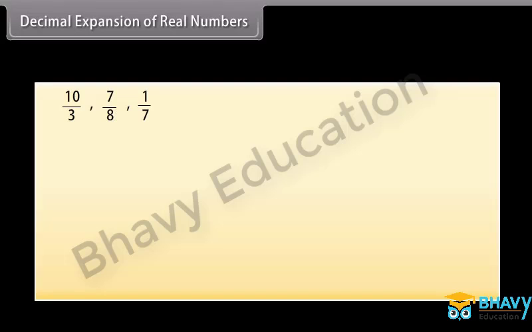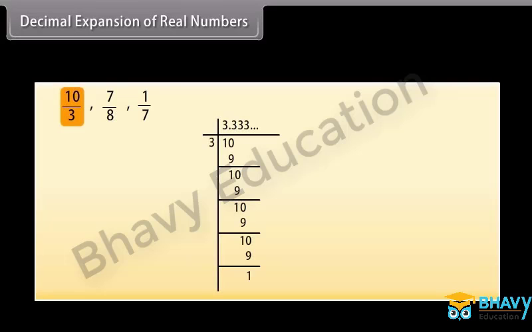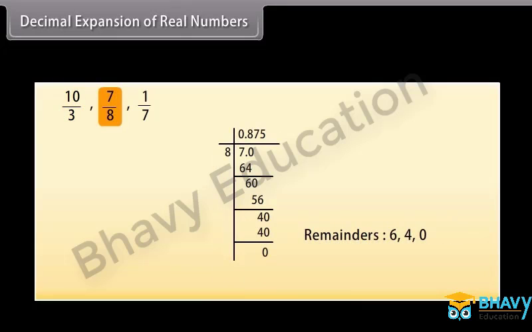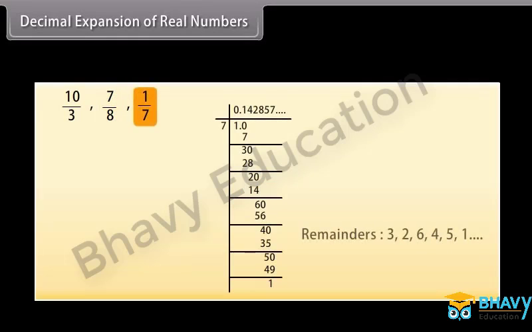Here we can see that on decimal expansion of 10 by 3, we get remainder 1, 1, 1, 1, 1. Similarly, the decimal expansion of 7 by 8 gives remainder 6, 4, 0. And the remainders of 1 by 7 are 3, 2, 6, 4, 5, 1.